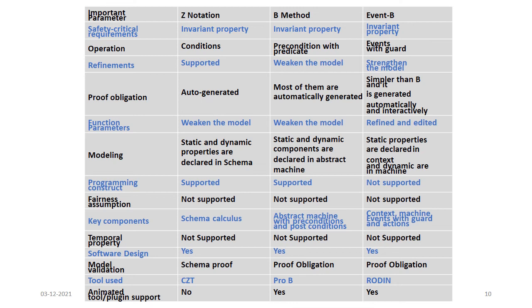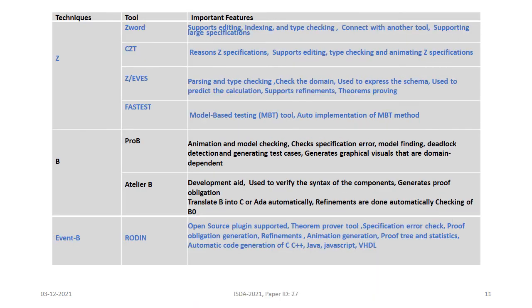Like this, different other parameters like function parameters, modeling, programming construct, fairness assumption, key components, temporal property, software design, model validation, tool used, animated tool and plugin support. On these parameters, these three formal methods are compared.